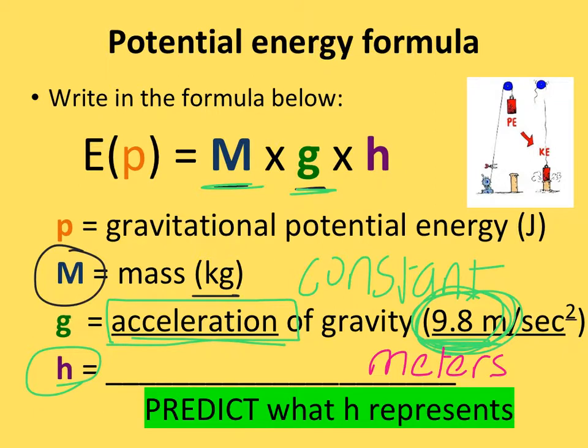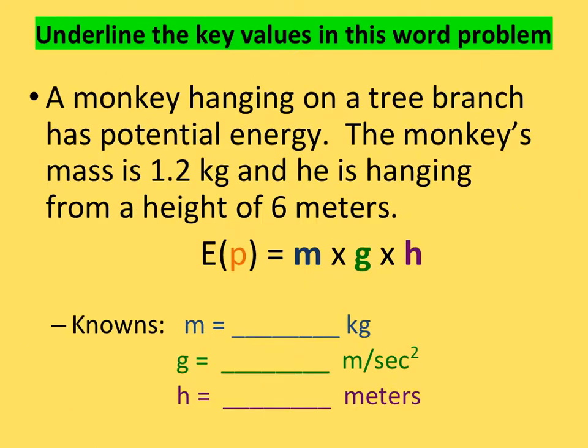Notice that any calculation that we do for potential still comes out as capital J, or joules, when we measure that final answer. So let's try it out. We've got a word problem here, again underlining key things to plug into our formula. This time we have a monkey hanging on a tree branch, similar to that apple example. The monkey has a mass of 1.2 kilograms, hanging from a height of 6 meters.